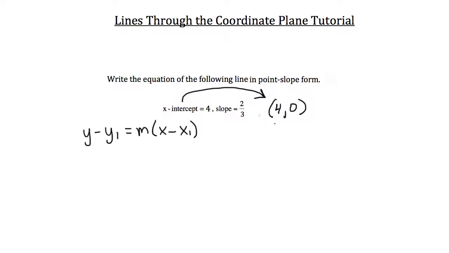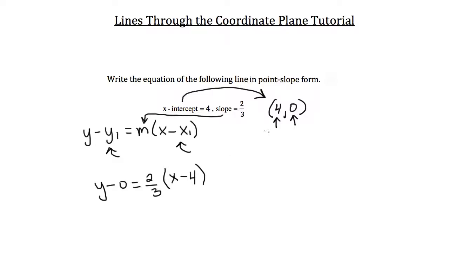So we can use the x-coordinate and the y-coordinate of this point and plug those into x1 and y1 in our equation. And our slope, 2/3, we can plug into m. So if we did that, our equation would be written as y minus y1, which is 0, is equal to m, which is 2/3 as provided in the problem, times x minus x1, which is 4. It's the x from our x-coordinate. So this is actually the equation of that line written in point-slope form.